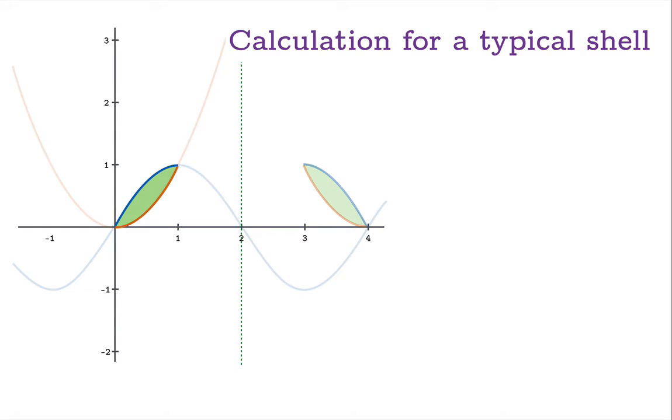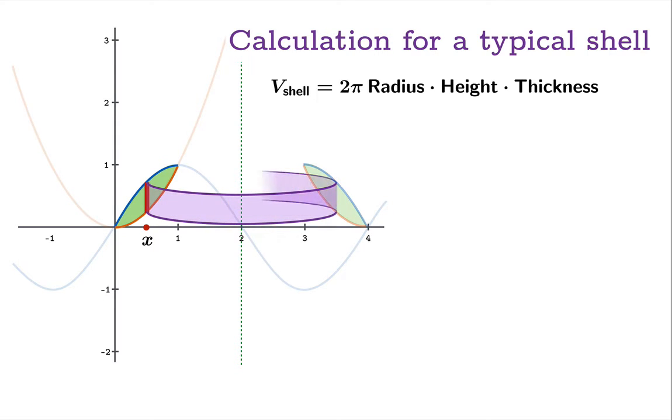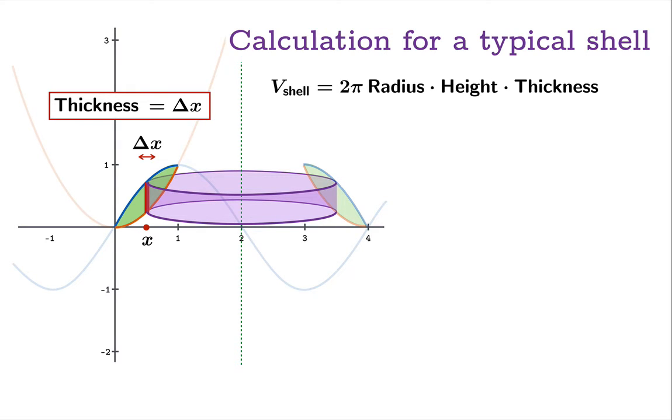Let's calculate the relevant quantities for one particular shell. So remember, the volume of a shell is 2 pi times the radius times the height times the thickness. Let's imagine, given an x, what a typical shell looks like. It's important to be able to visualize these shells. All right, what's the thickness? Well, the thickness is just going to be delta x. We're just going along that direction. It's how much x changes, so that's going to be our thickness. Our radius, 2 minus x.